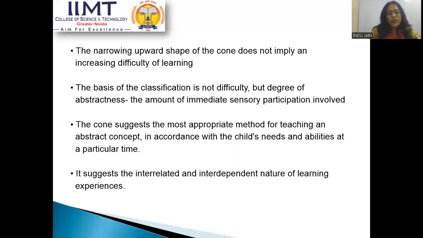This cone also suggests the interrelation and interdependent nature of the learning experiences. We can say that all the learning experiences are interrelated and interdependent on each other. Nowadays, we are talking about the integrated form of learning, so this cone also explains the utilization of integrated learning.